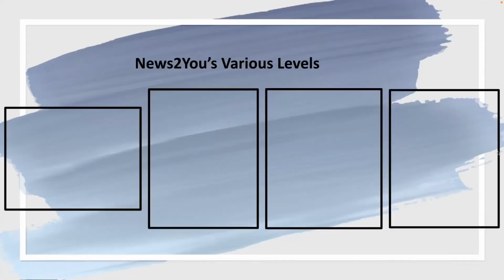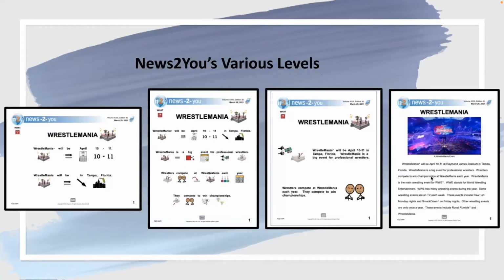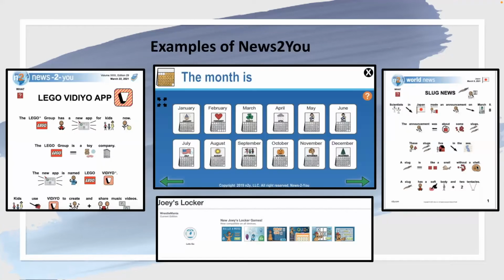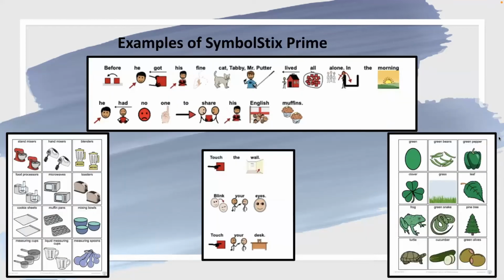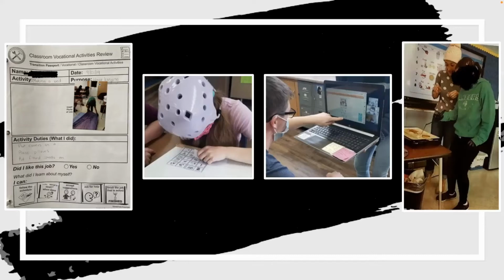Transition. So this is what the different levels look like: level 1, level 2, level 3, and level 4. These are the news to you bits that we talked about earlier. I want to do this guy right here, the month thing. I got to figure out how to do that. And then symbol 6, here were different examples. This is a review of it all. And here's some kids doing it in real life.